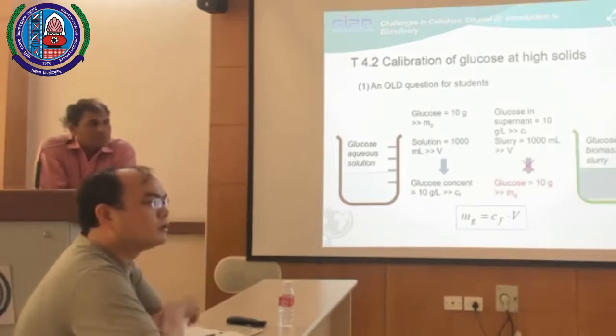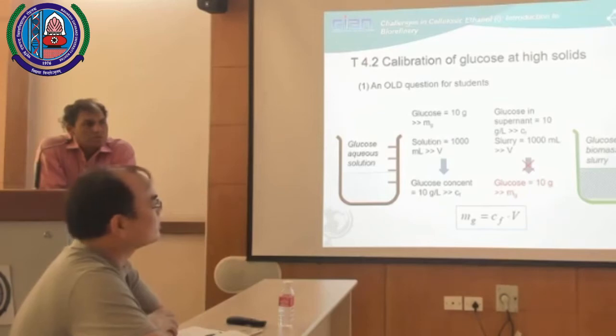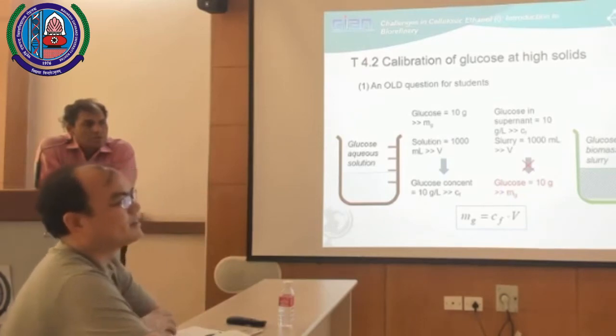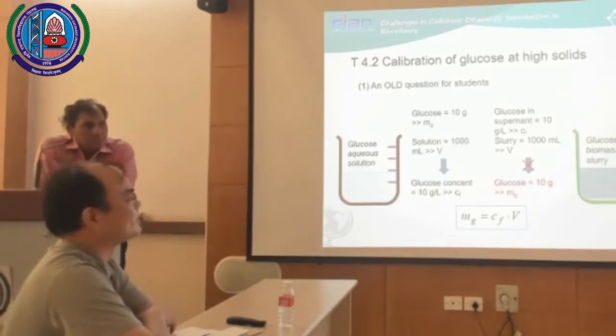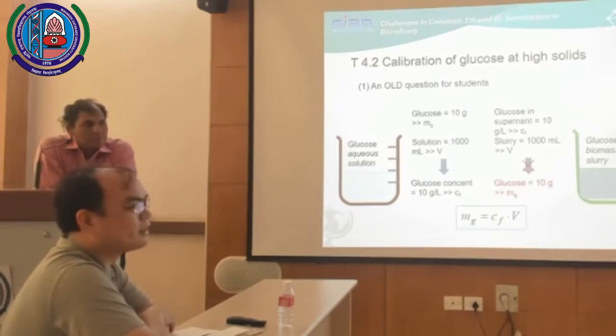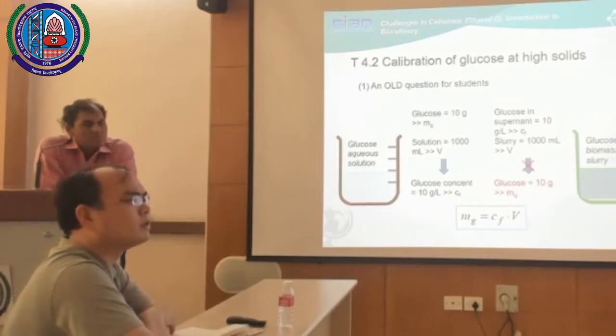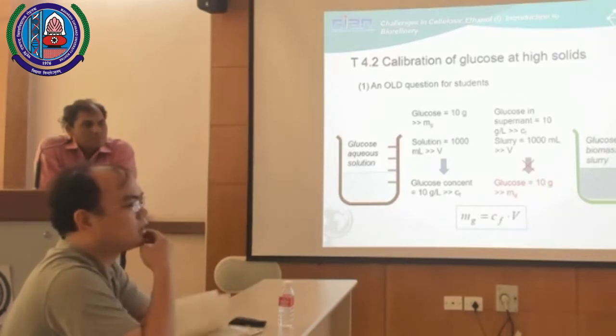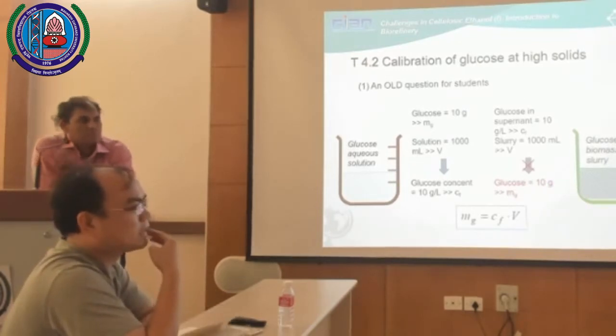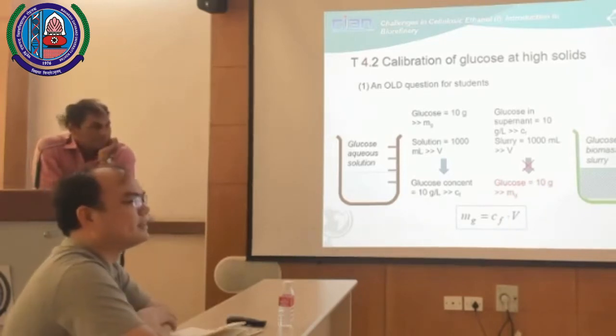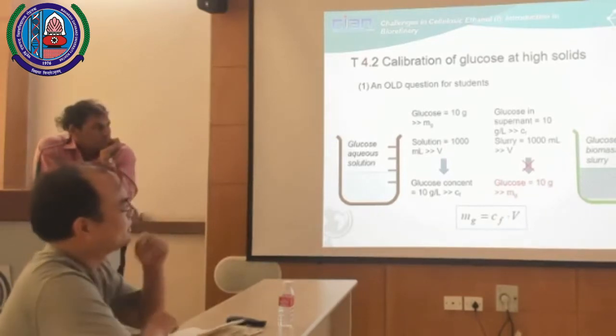I'm just asking a very simple query: if we give some small projects, like calibration of glucose in biomass slurry solids, to our students, how much time will it take for complete experiments? Maybe one day for one product, one enzyme. And this comparison of glucose and biomass slurry and its structure can also be seen. Yes, you can see that.